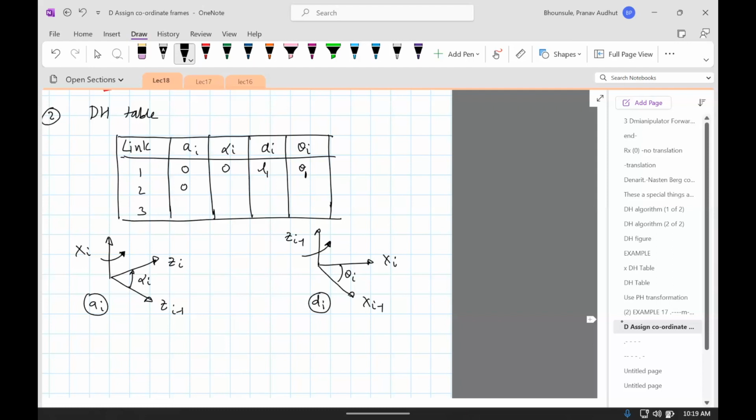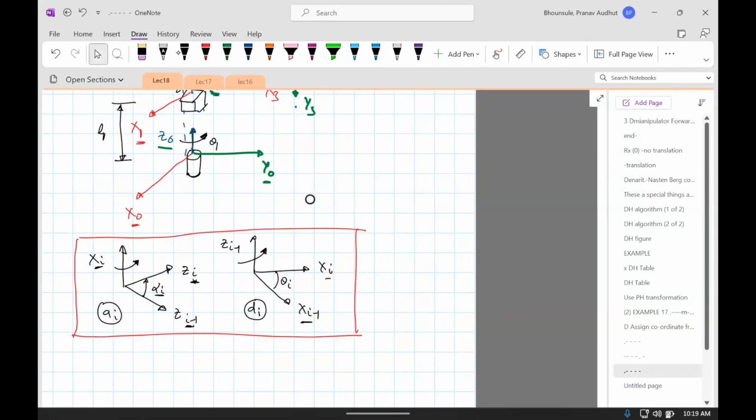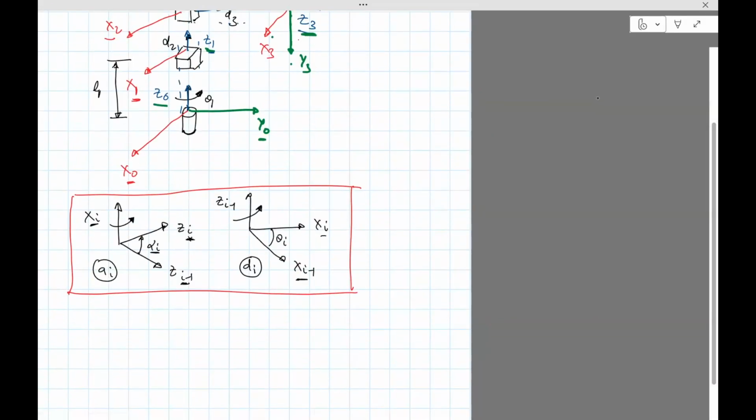So 0, either you can put 270 or minus 90, both will give the same answer, D2 and 0. Okay, so here I equals 3.